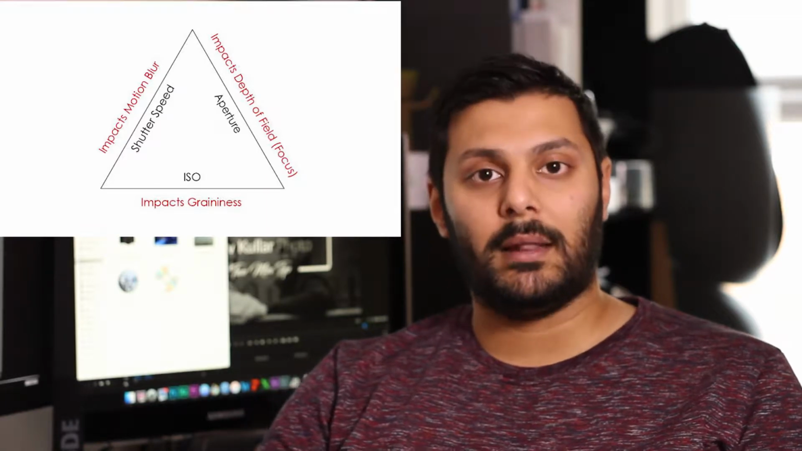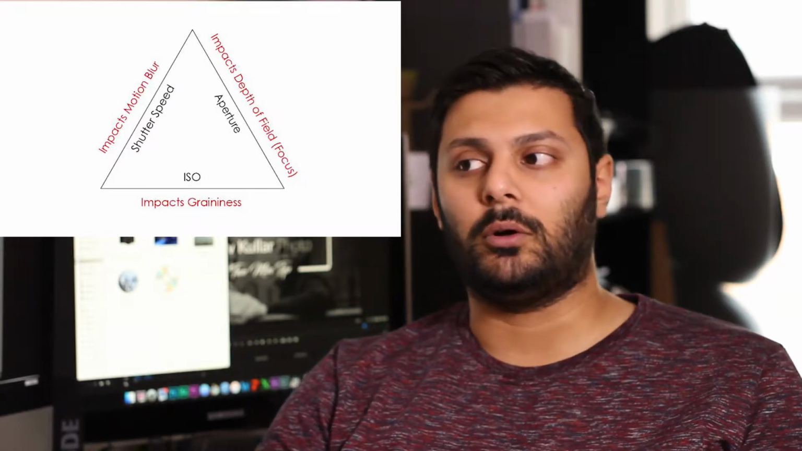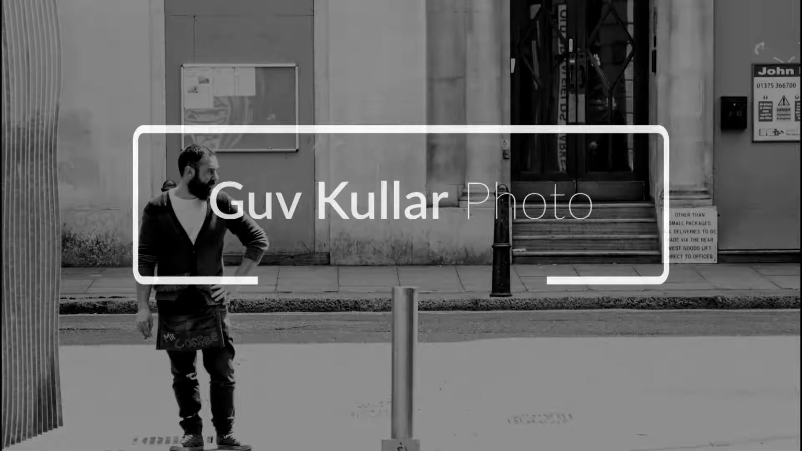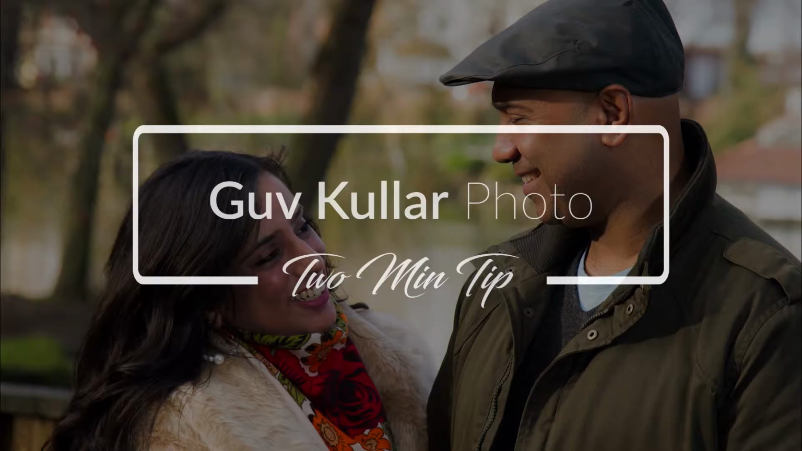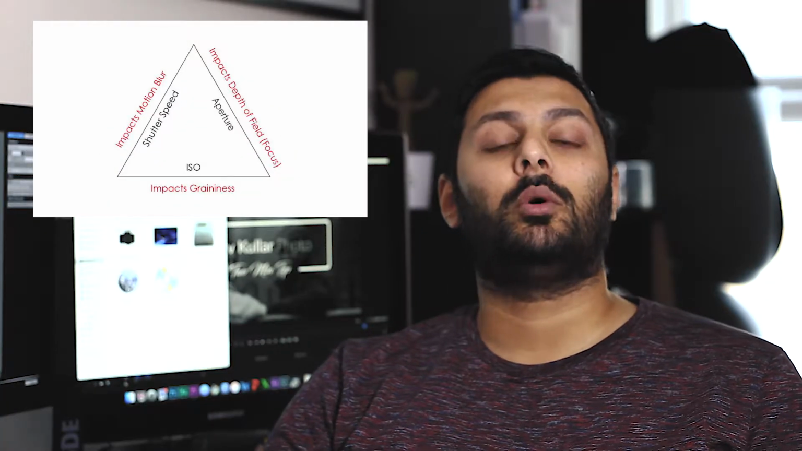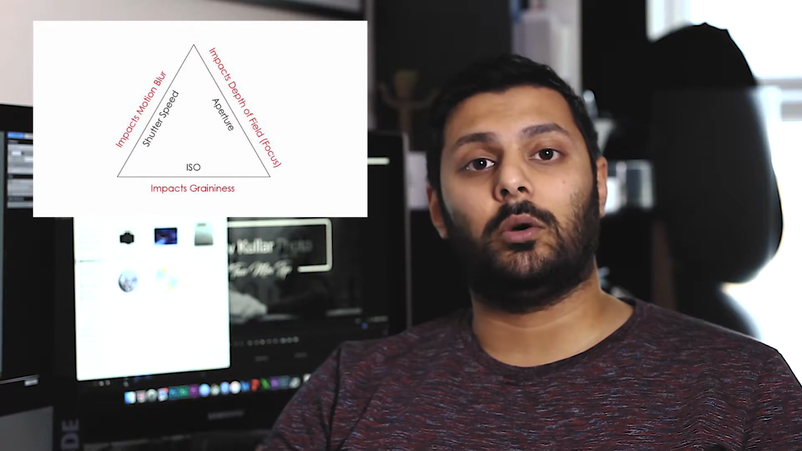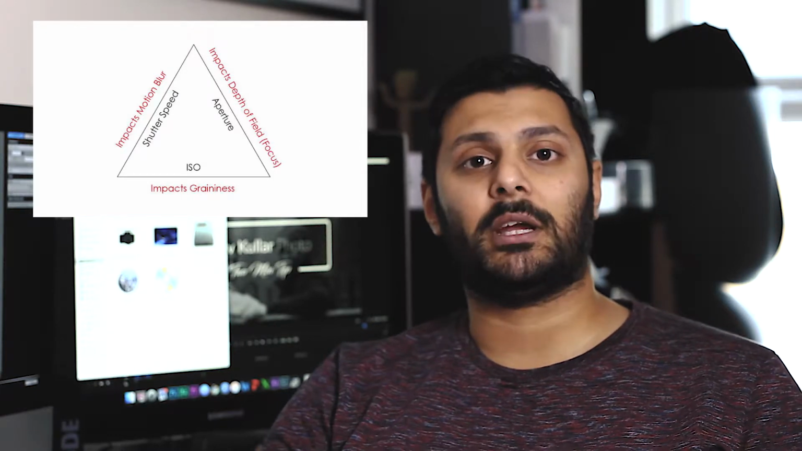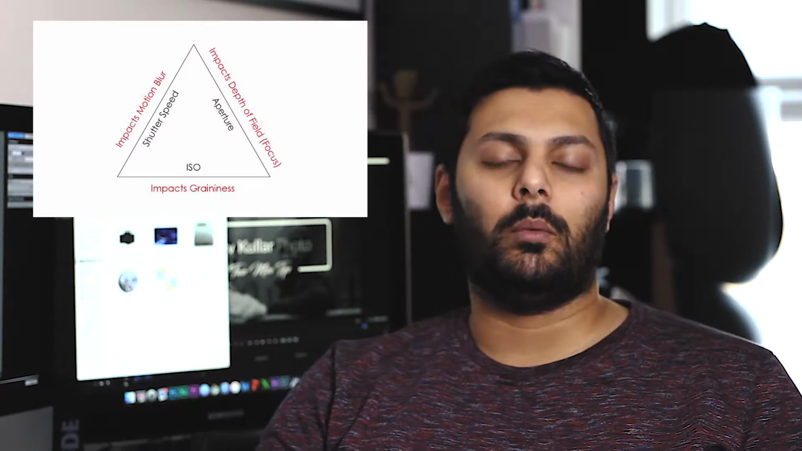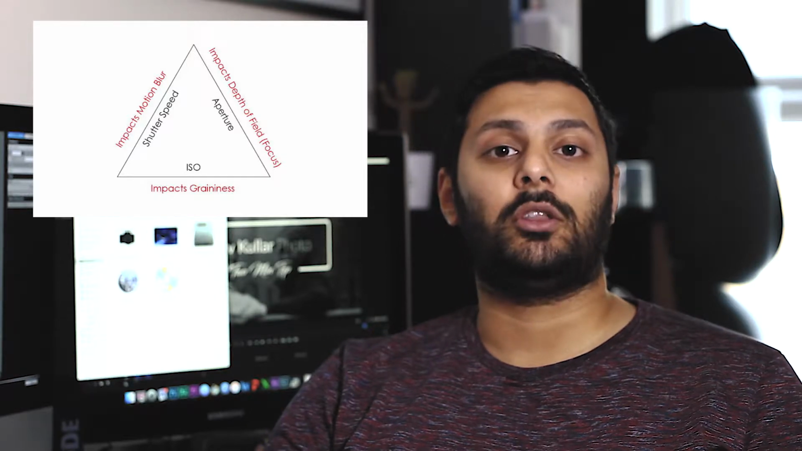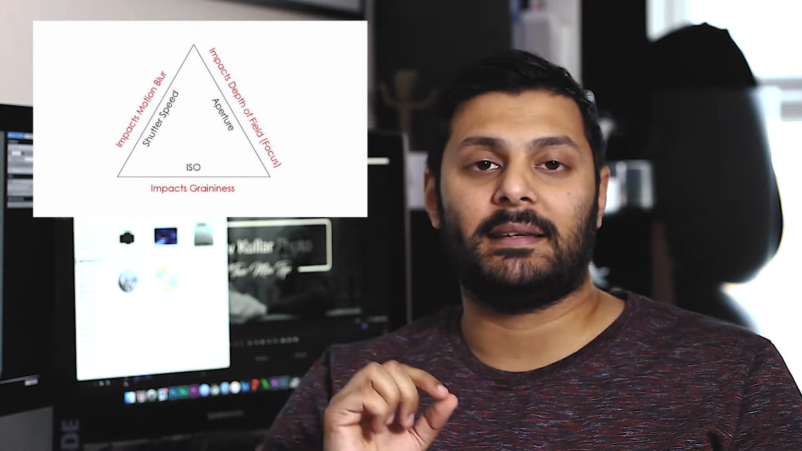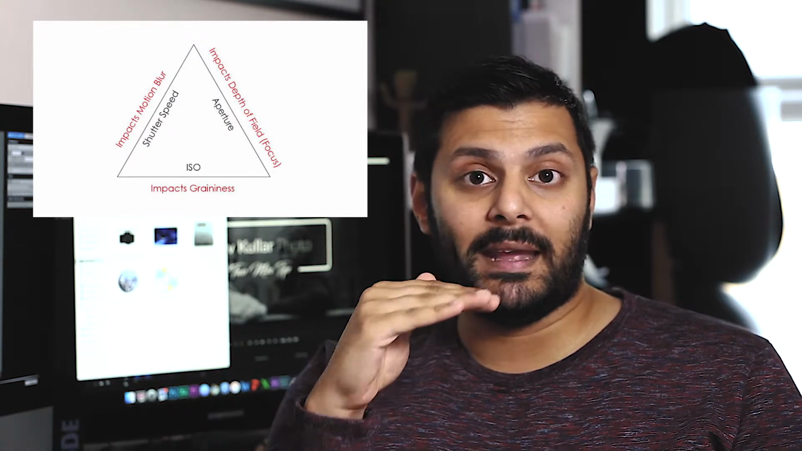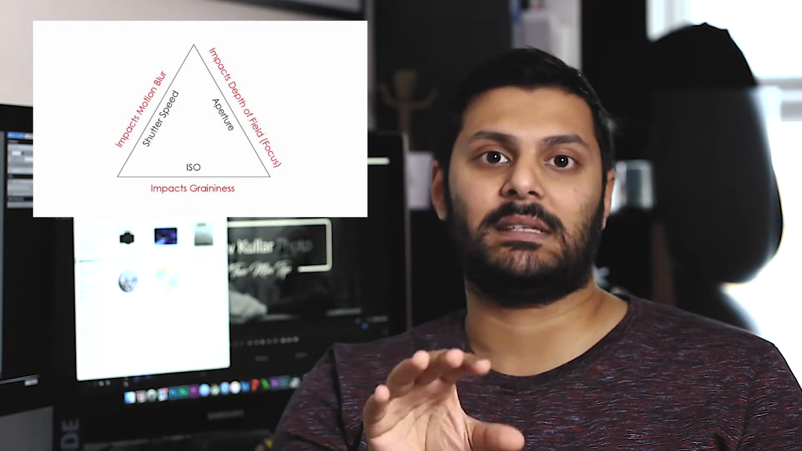Right, so let's start with the exposure triangle. So we've got three main components. We've got the shutter speed, we've got the aperture, and we have the ISO. We're going to start off with looking at your shutter speed. Shutter speed sets how long your camera is actually opening its shutter, allowing light to enter its sensor.